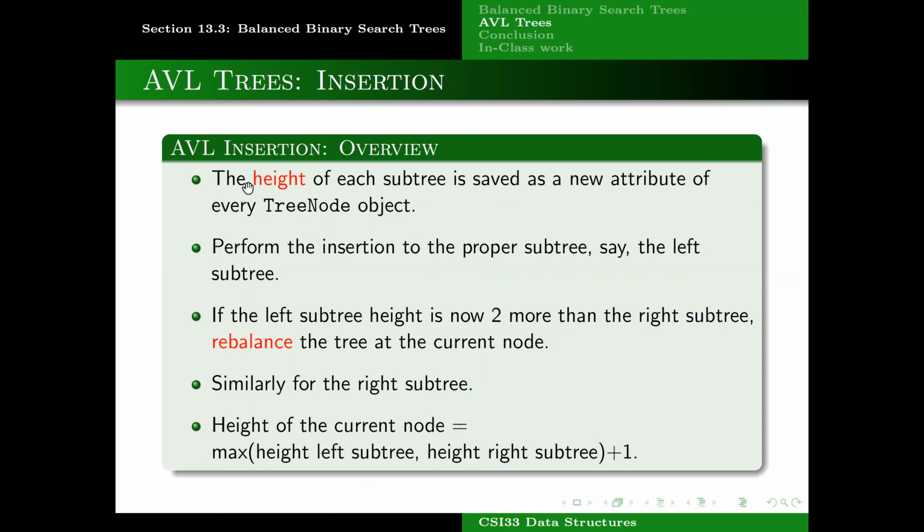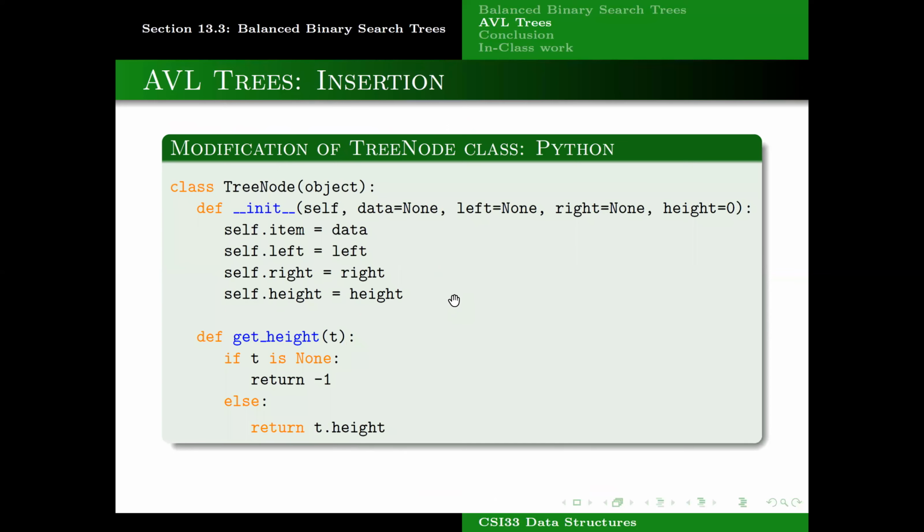As I told you, the height or the depth of each subtree will be saved. It's a new attribute of the tree node object. Let me show it to you here. This is the new attribute, and this is Pythonian code. And once again, I forgot to remove this object. So we used to have 3 attributes: item, left tree node, right tree node. Now we also have the height.